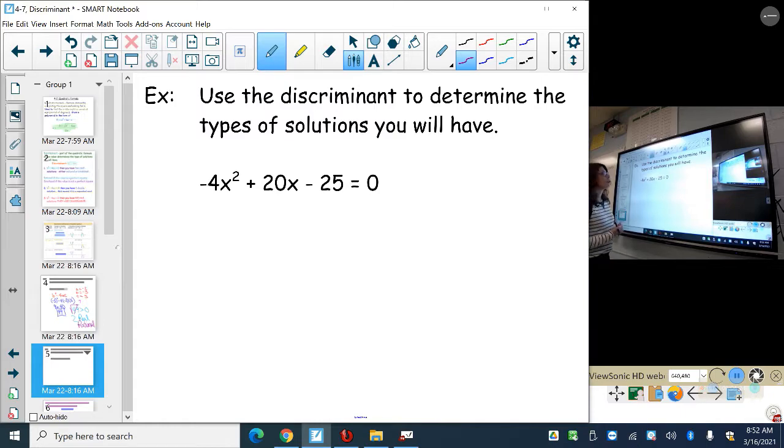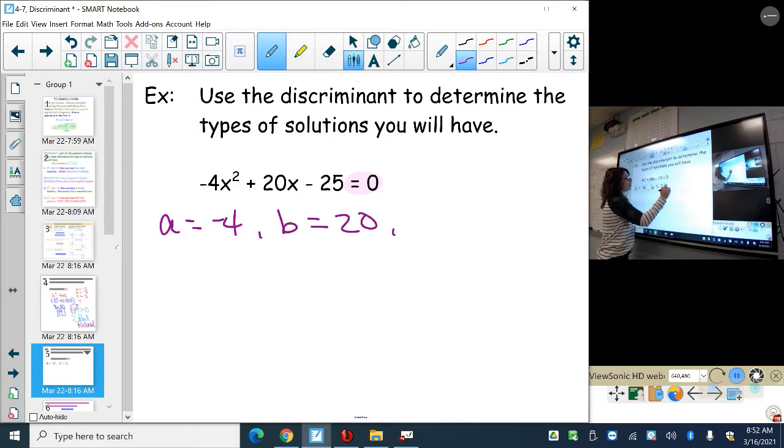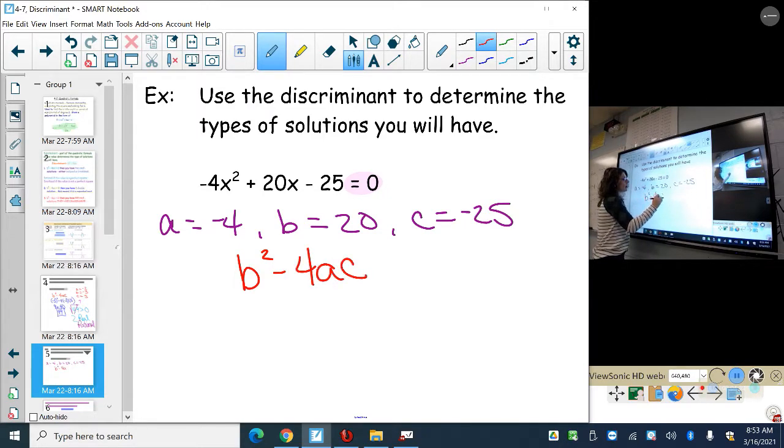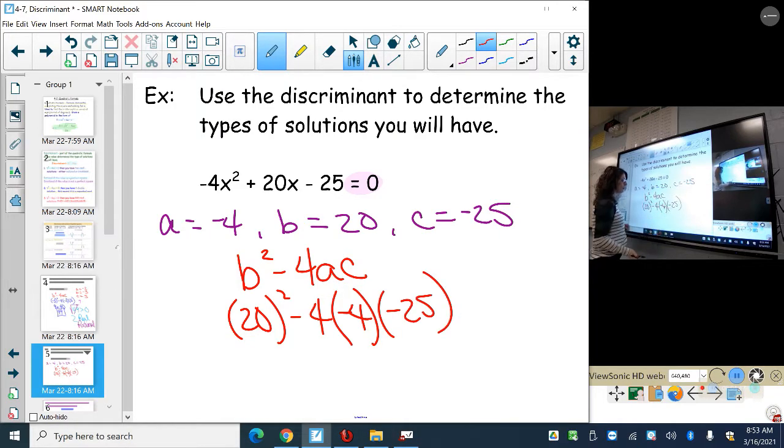Use the discriminant to determine the types of solutions you will have. So step 1, is it equal to 0? Yes, it is. So A is equal to -4, B is equal to 20, and C is equal to -25. And then you're going to write B squared minus 4 times A times C. B is 20, I'm squaring that, 4, A is -4, and C is -25.